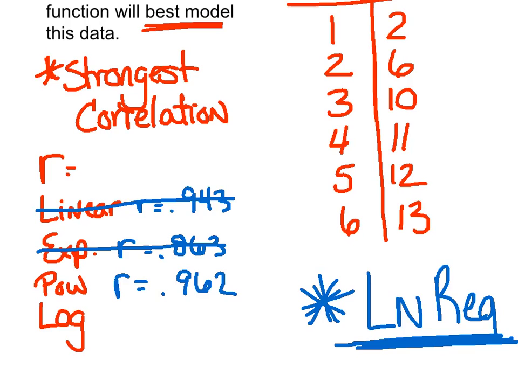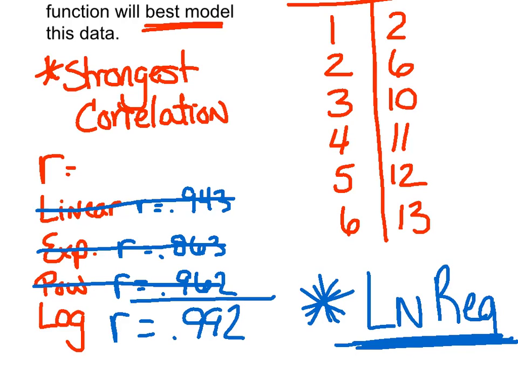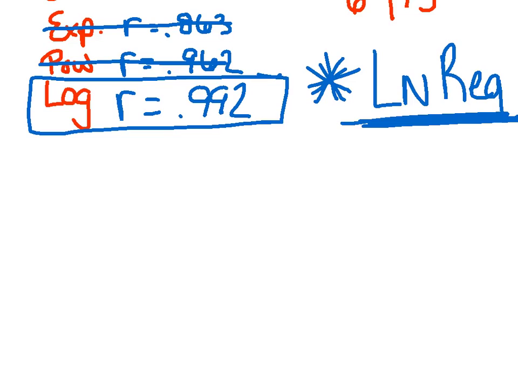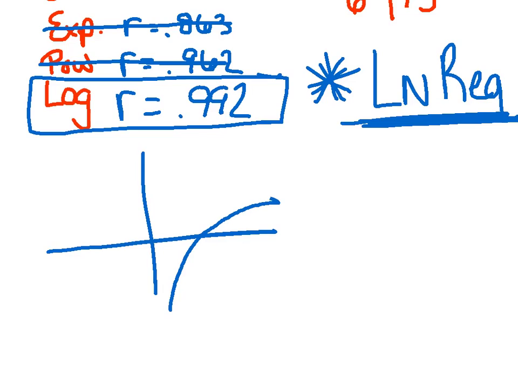And this time I get 0.992. So we have a clear winner. The best one that matches this data is logarithmic. Alright, so what that's telling us is our data should go in the form of a nice slow growing graph of a logarithmic. It's going to look something similar to that in shape.